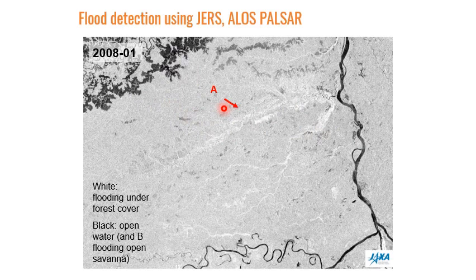So with this type of wavelength, it's very good to detect something under the vegetation, because it can penetrate the canopy and even penetrate through the branches and go through to the ground.